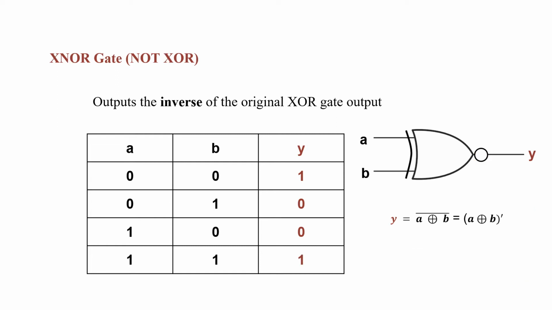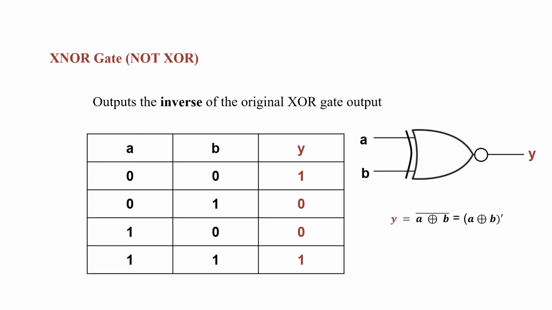The last gate we'll introduce today is the XNOR. It's actually short for not XOR, and the output of it is the inverse of the XOR gate. If you remember, the XOR gate outputs a 1 when we have an odd number of ones at the input. So if you invert the output of the XOR gate, you will get an XNOR gate, which gives you an output of 1 when you have an even number of ones at the input.